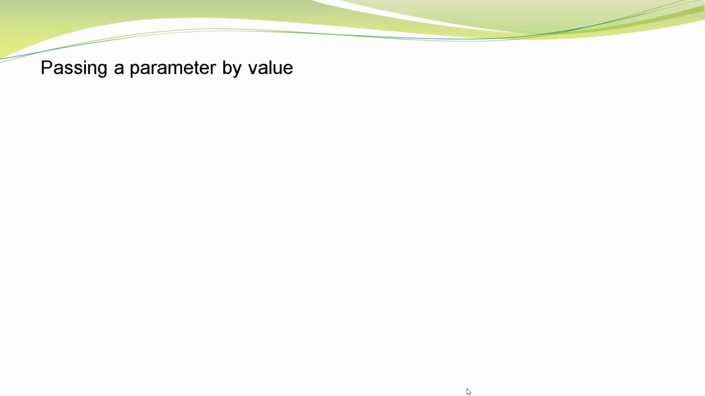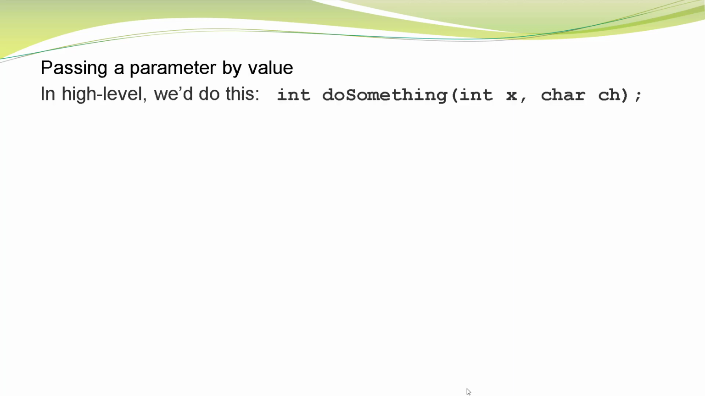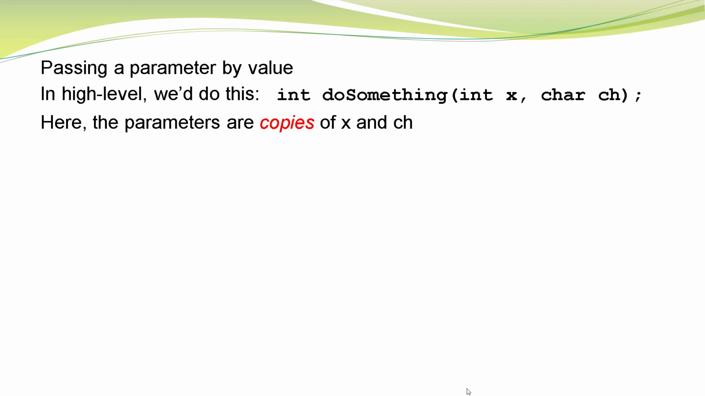Let's take a second to review how we pass a parameter by value in a high-level language. We'd probably do it this way and send an integer x and a character ch to a function. But are we really sending x and ch to the function? No, we're sending copies of x and ch. The originals aren't changed at all by a function. That is, when we send parameters by value.